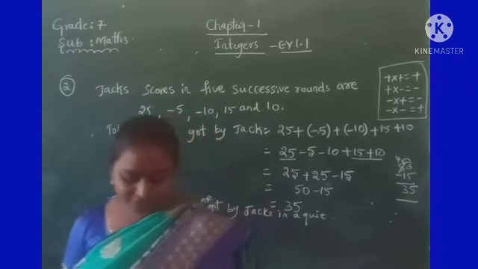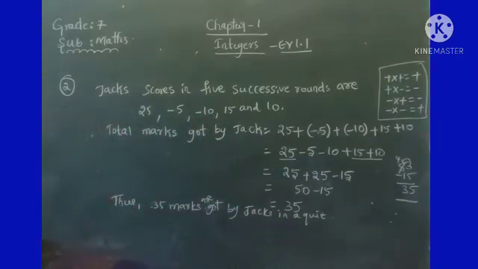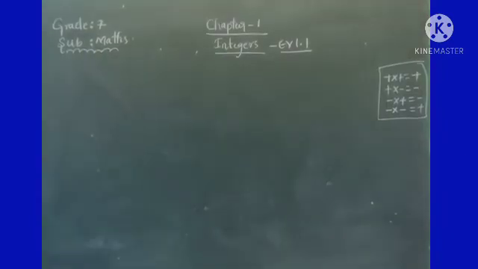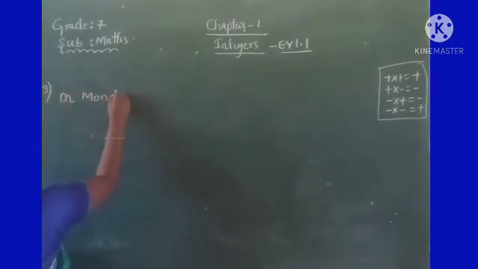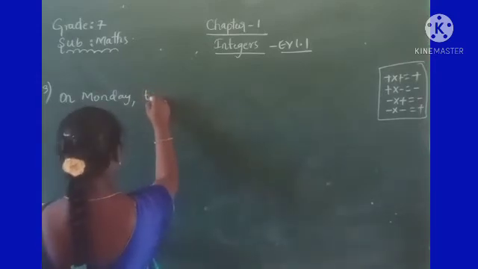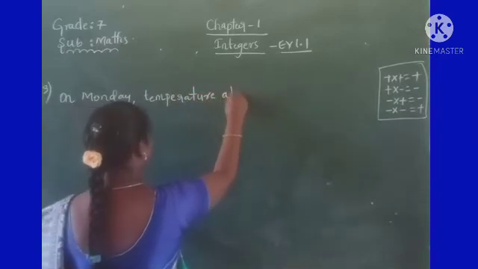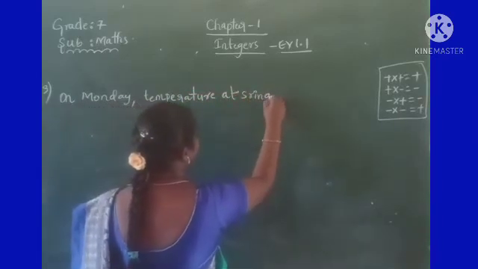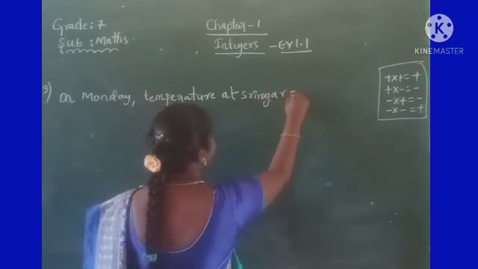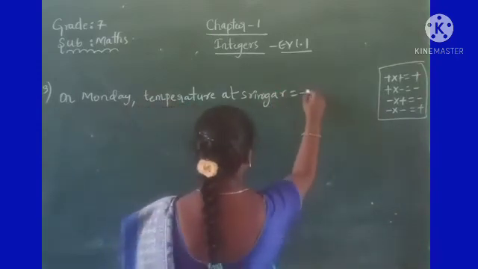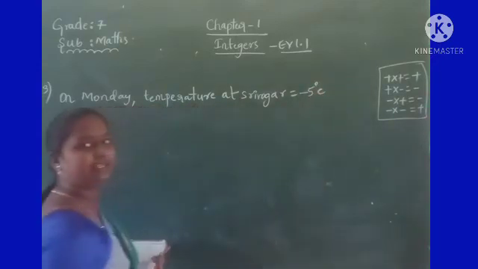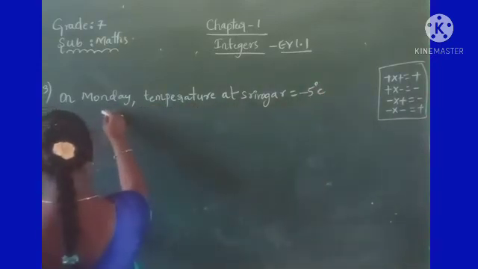So here first we have to write what is given. Here 3 days are there: Monday, Tuesday, Wednesday. So on Monday, what was the temperature of Srinagar? 5 degrees. That is minus 5 degrees Celsius.